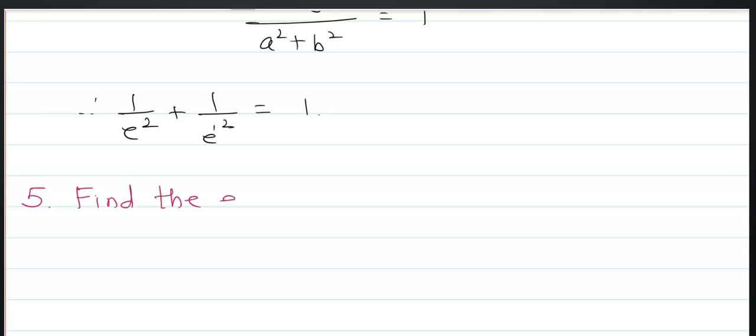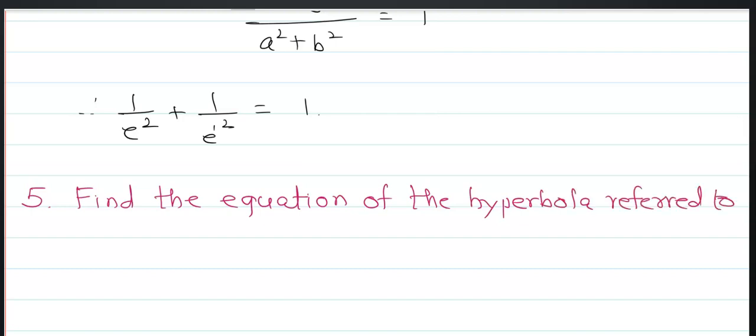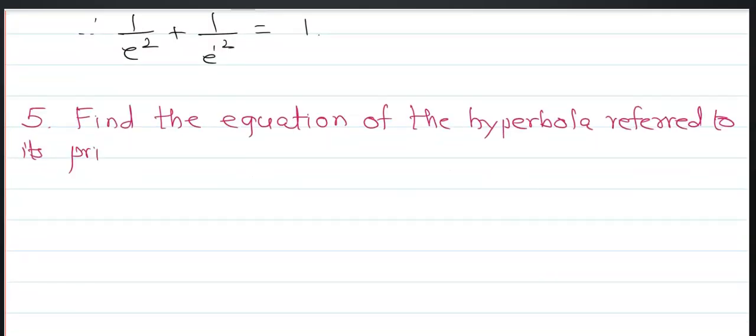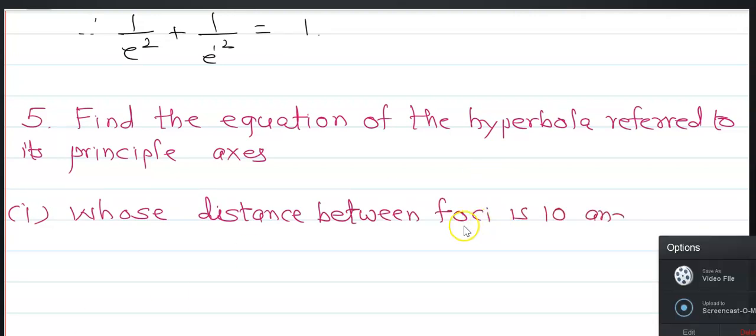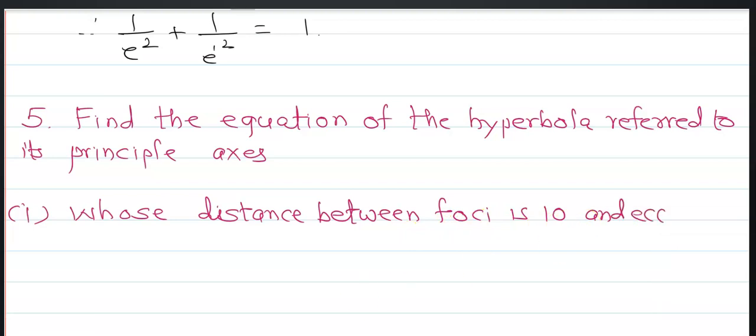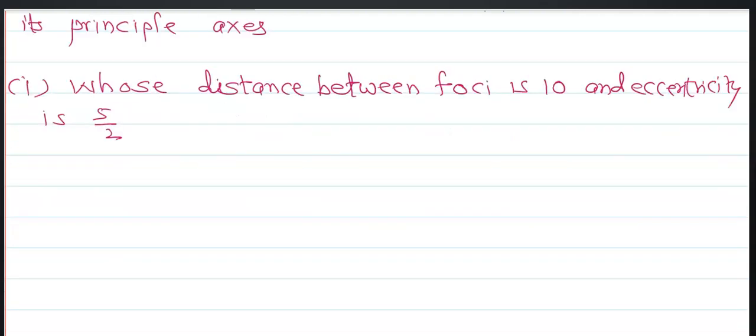Fifth one, find the equation of the hyperbola referred to its principal axis, whose distance between the foci is 10 and eccentricity is 5 upon 2.